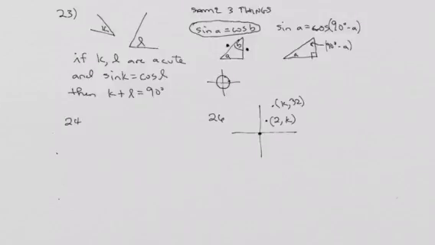Let me get to it. A equals 4k minus 22. And B equals 6k minus 13. And so 10k minus 35 has to equal 90 degrees. And if you do the math, k equals 12.5.